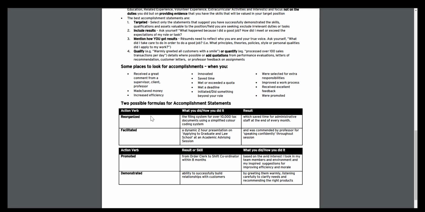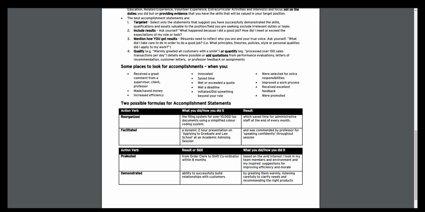So we'll just give you kind of the formula here. There are 2 possible formulas. The first one is you can start with an action verb, say what you did and how you did it and the result. So if you facilitated a dynamic 2-hour presentation on applying to graduate and law school at an academic advising session, and you were commended by the professor for speaking confidently throughout the session. That's great. You added that result piece to it.